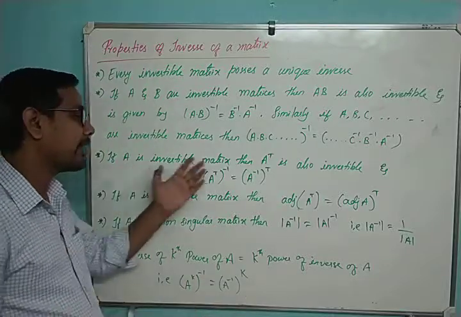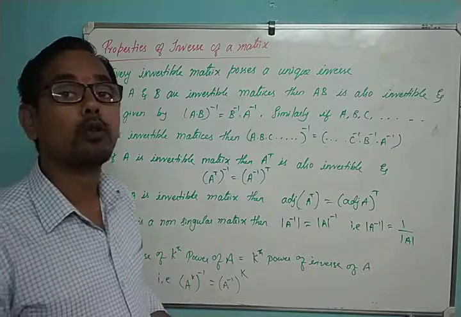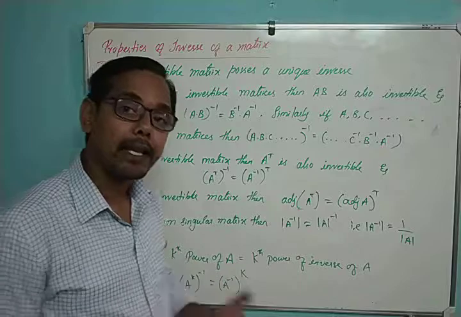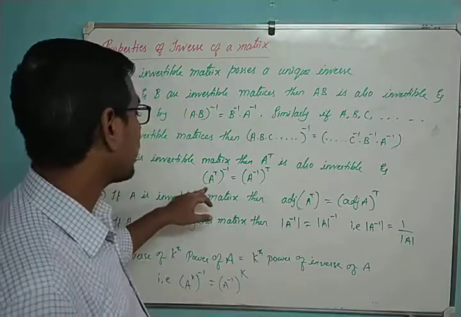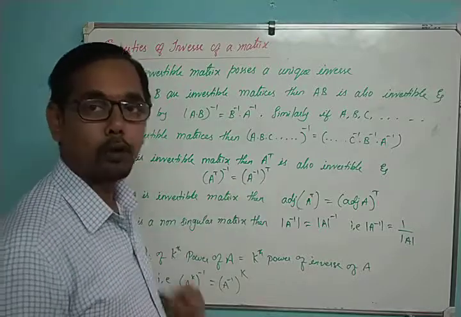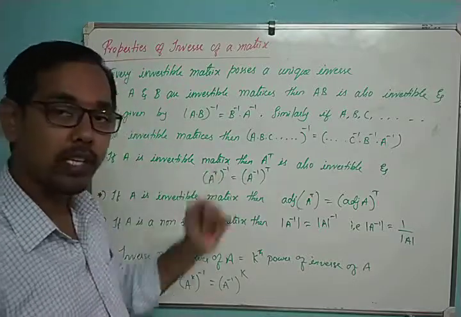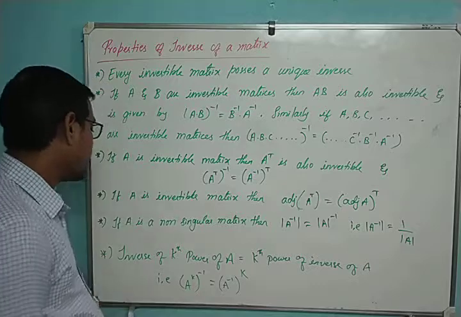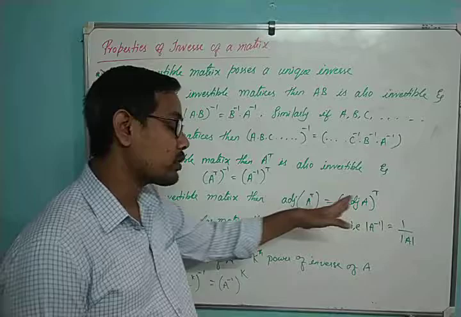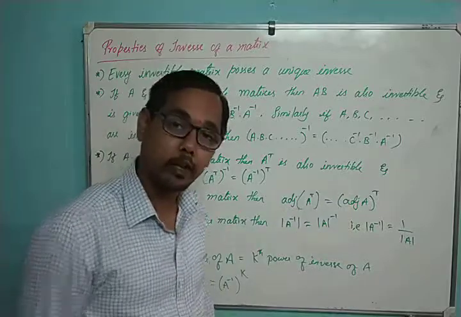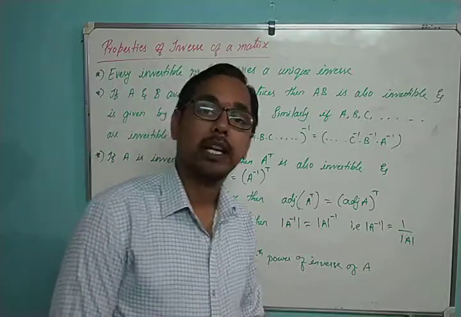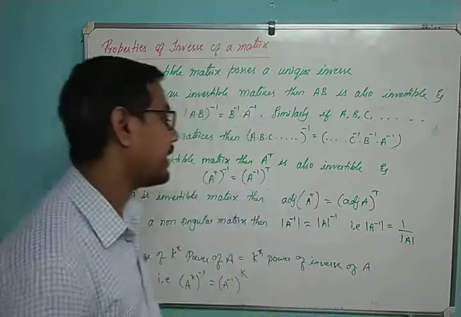Next, if A is an invertible matrix, then A transpose is also an invertible matrix. So you can write the inverse of A transpose as the transpose of A inverse. And next one, if A is an invertible matrix, then the adjoint of A transpose can be written as the transpose of adjoint A.